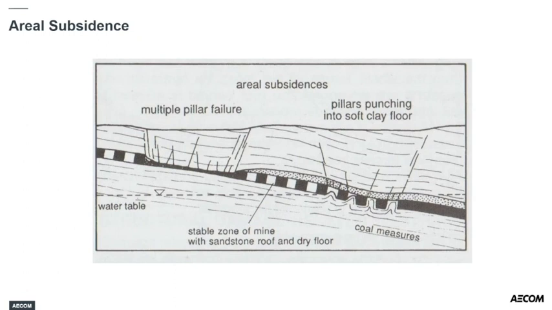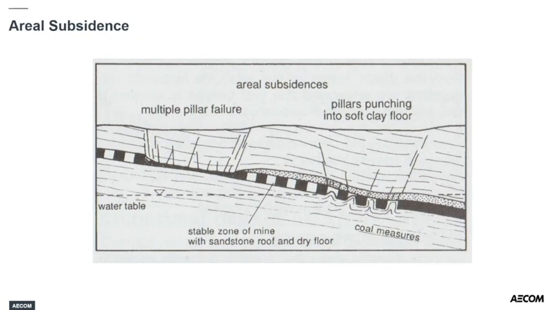This is an image that's taken from a book by Tony Waltham, and it shows something called areal subsidence. So you've got a couple of the things going on that I've been talking about here. We can see the coal strata underground, and this illustrates it quite nicely. We can see the voids where material has been taken out. On the left-hand side of the screen, we can see that the pillars have failed.